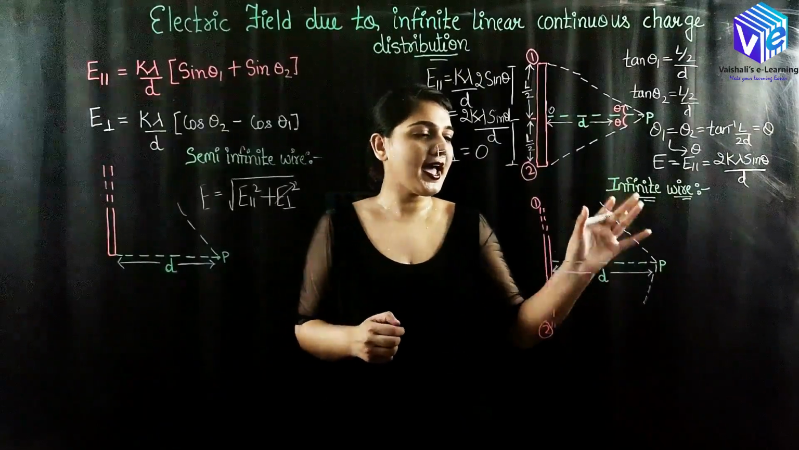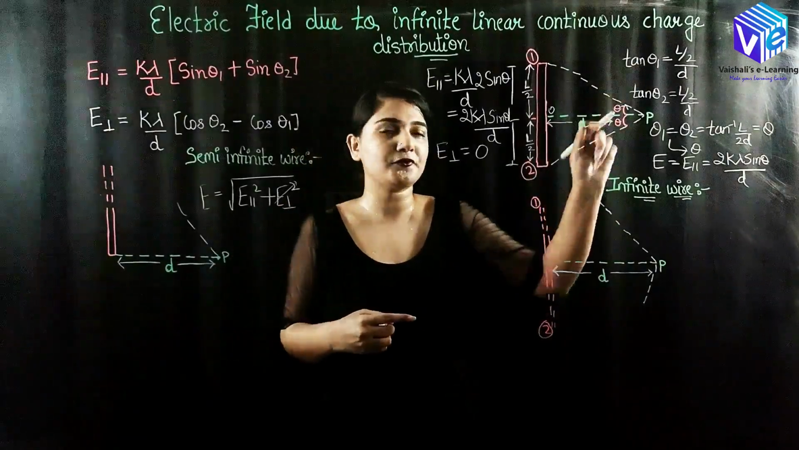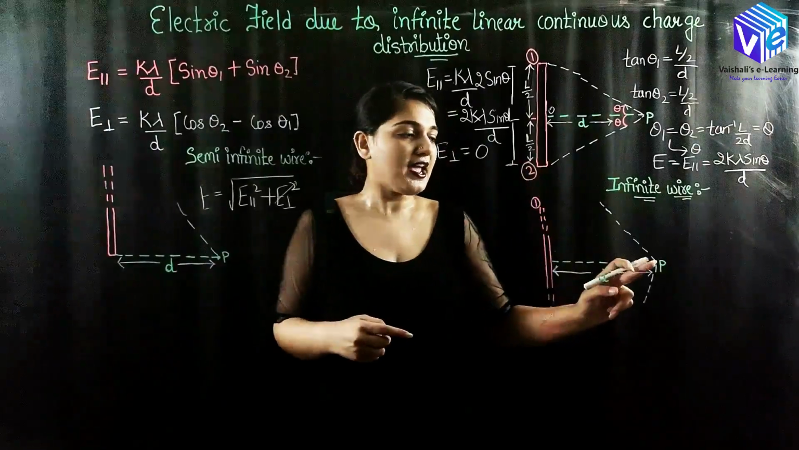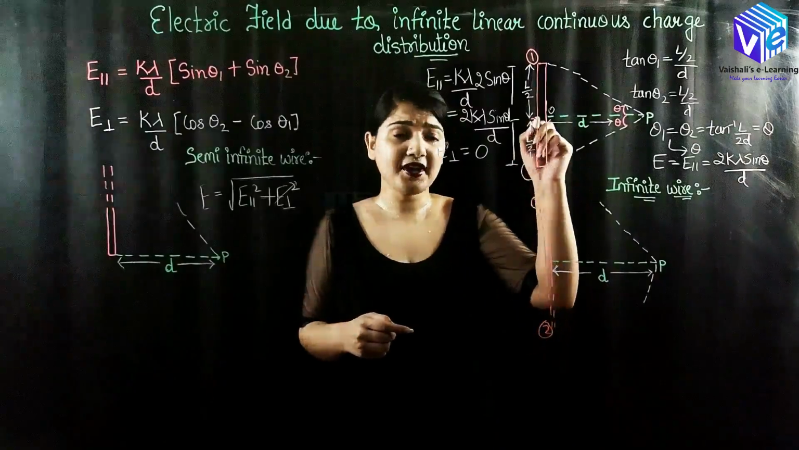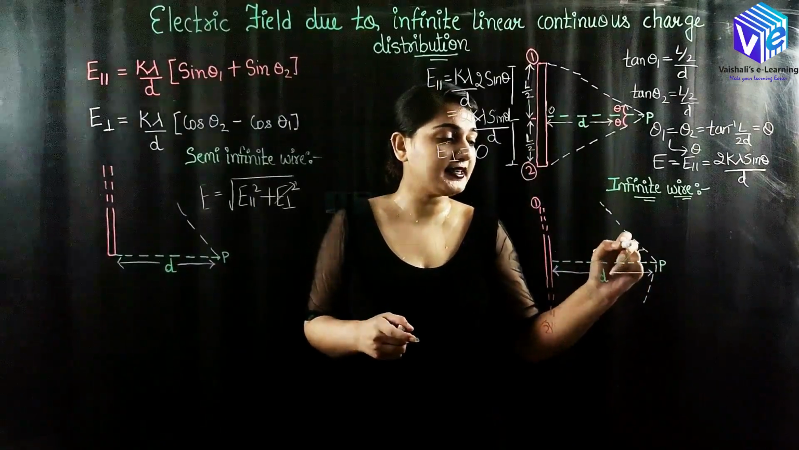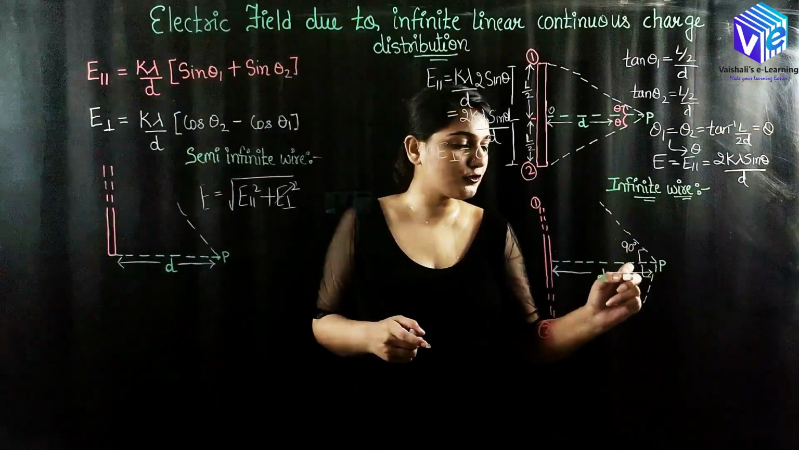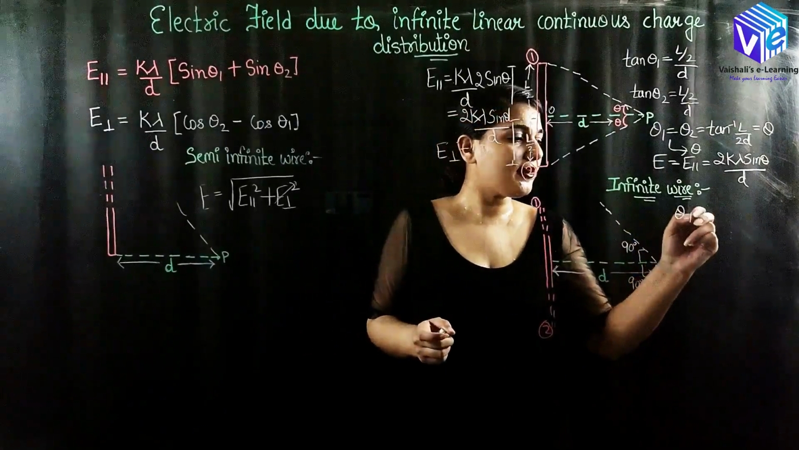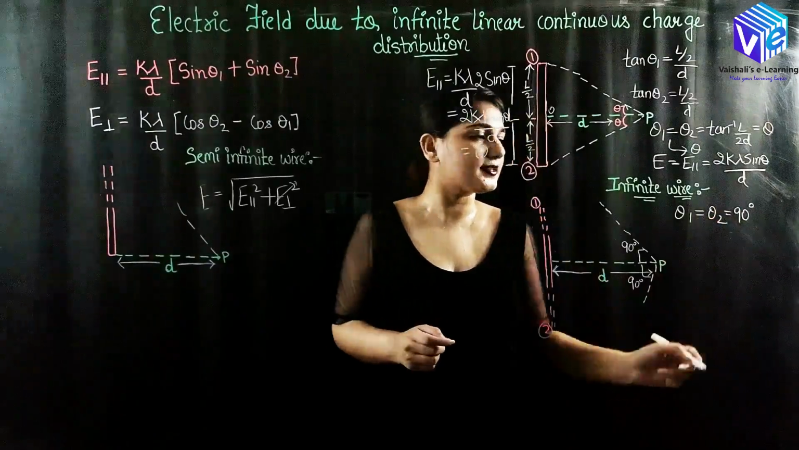So here I have to first find out what is theta 1 and what is theta 2. That is what we have done here also. Here we have the infinite wire. If I join the infinite point with this point P, it will make the angle of 90 degree. Again here, this is also the infinite point, it will also make the angle of 90 degree. So I can say theta 1 is equal to theta 2 is equal to 90 degree in this case.